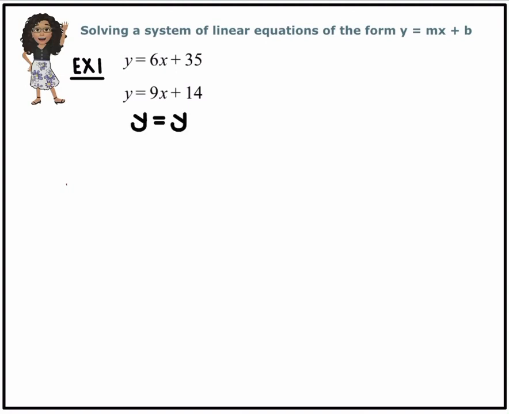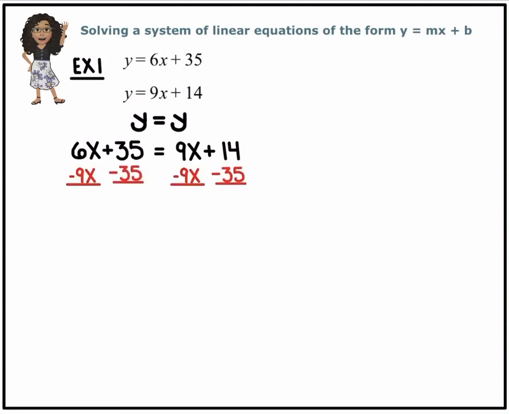Next, I could replace the y on the left with 6x plus 35 and replace the y on the right with 9x plus 14. I'm just using the substitution property. So here I've replaced each of the y's. Now to solve this equation, we want to move our letters to one side, numbers to the other. So to move the x's to the left, I'm going to subtract 9x, and I might as well at the same time move my numbers to the right by subtracting 35.